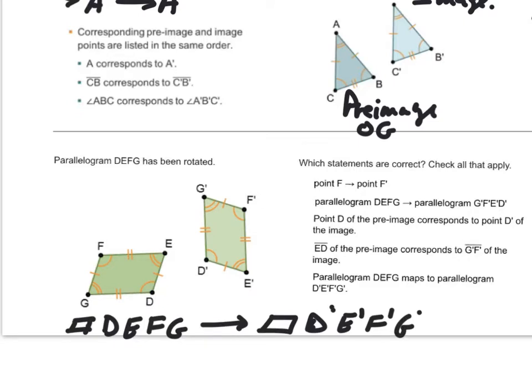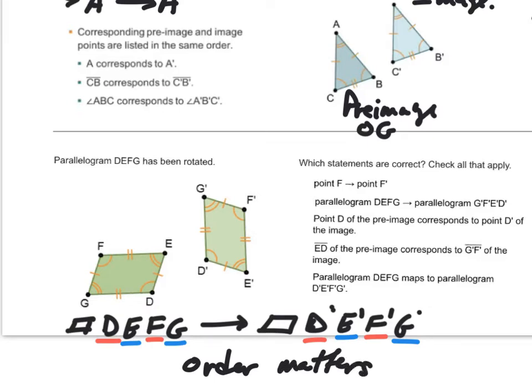Now, the thing that I want you guys to see here is that D and D prime correspond. E and E prime correspond. F and F prime correspond. And G and G prime correspond. The order matters. So I'm going to say that down here, that the order matters when you write this. And that's how I know what corresponds with what. It depends on how you write it.